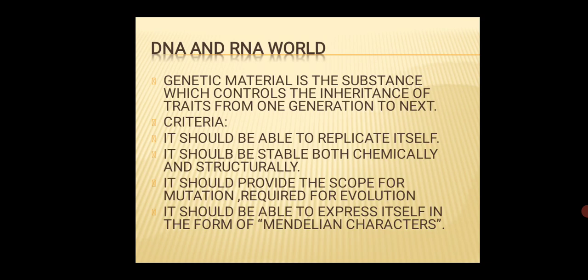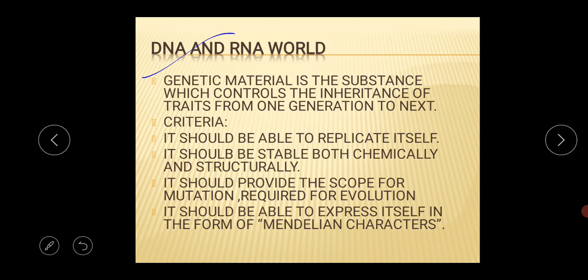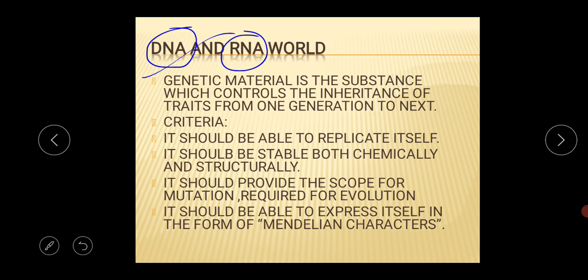The first thing is the DNA and RNA world. So the first slide contains the DNA and RNA world. Actually, the gene is the hereditary unit and is responsible for inheritance. We already came to know this from chapter 5. It's also well known that the gene is the functional unit of heredity. But what is the importance of DNA and RNA? What is the basic importance of DNA and RNA?